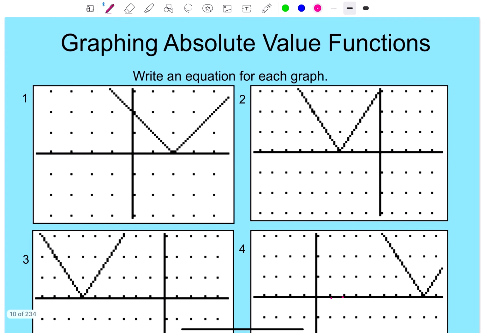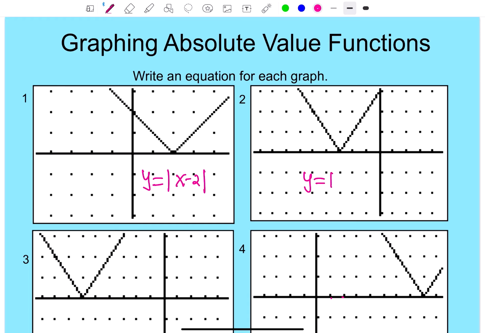Right, let's see some more. Here we're going to write equations for some of these graphs that are given to me. Because I have a shift which is left or right, I'm going to be adding or subtracting a number inside. If it's a shift to the right, the number will be subtracted. If it's a shift to the left, the number will be added. So the first graph is shifted to the right, so the number will be subtracted. So it would be x minus 2. y equals absolute value of x minus 2.